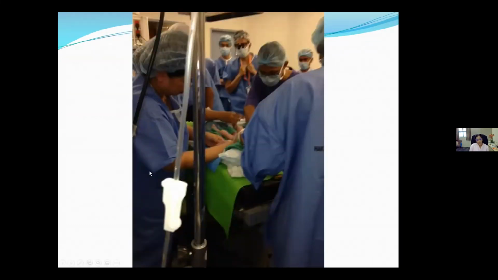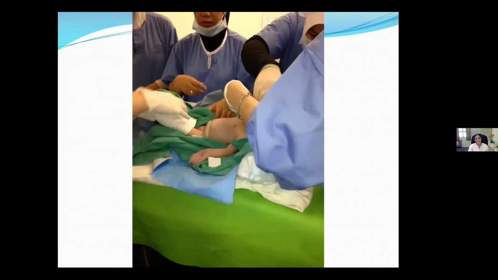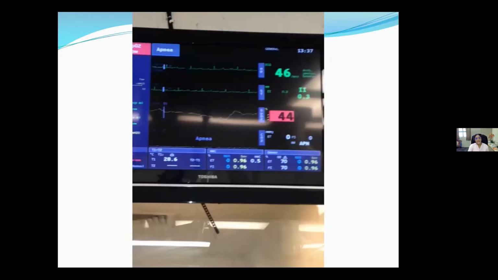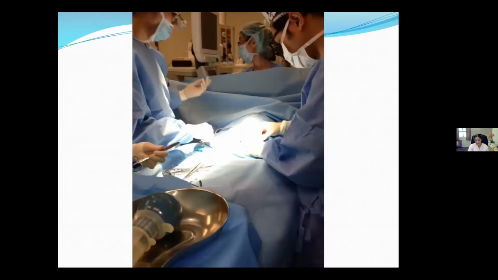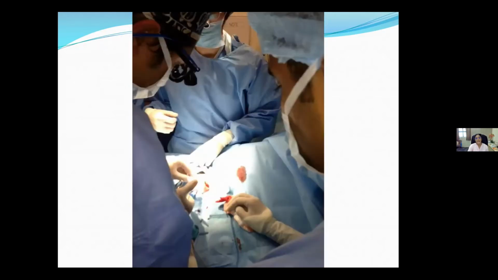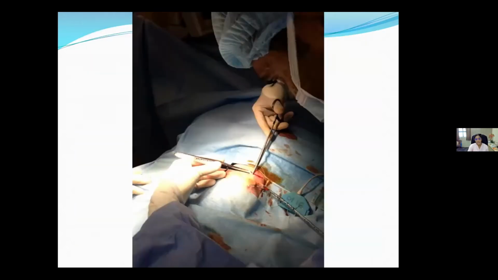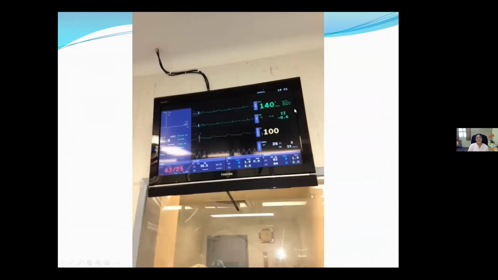So these are some of the pictures wherein we did the surgery immediately. We took the baby out. There were 2 operation theatres. In one operation theatre, we did the cesarean section. In the other, the cardiac theatre, the baby was intubated immediately. Initially the heart rate was about 46 beats per minute. Subsequently, the pacemaker was inserted by the cardiothoracic surgeon. It was a temporary pacemaker. And then the heart rate went up to 140 beats per minute.